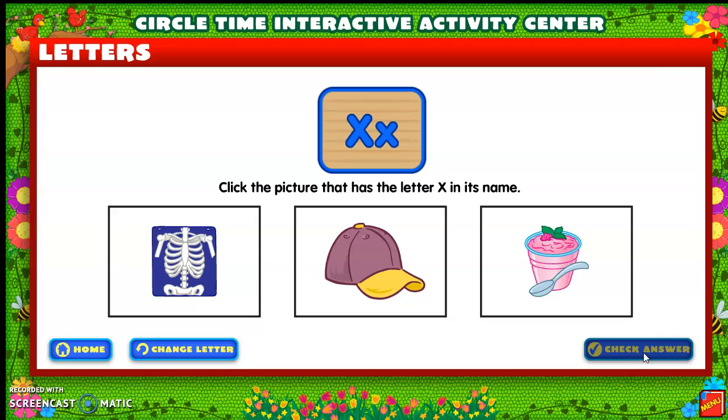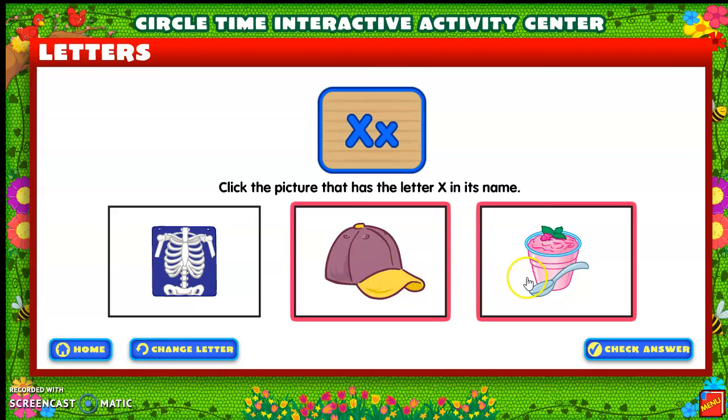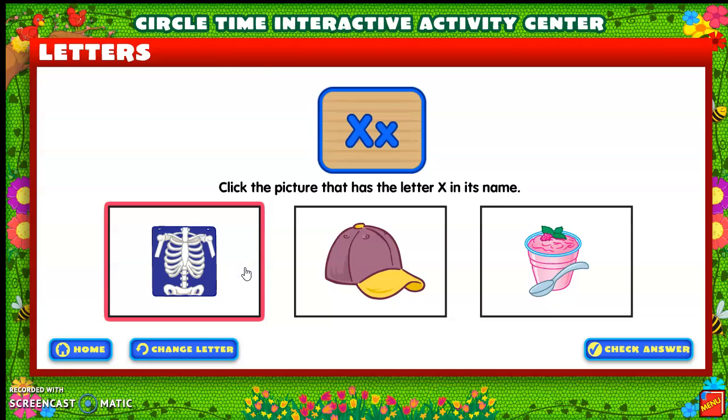Let's try that again. We have 3 more pictures. X-ray, cap, yogurt. Which one did you hear the letter X? Cap. I don't hear it in cap. Yogurt. I don't hear that K sound in yogurt. X-ray. Oh, do you think that one is right? Let's check our answer. Fantastic. X-ray has the letter X in it. Great job, preschoolers.